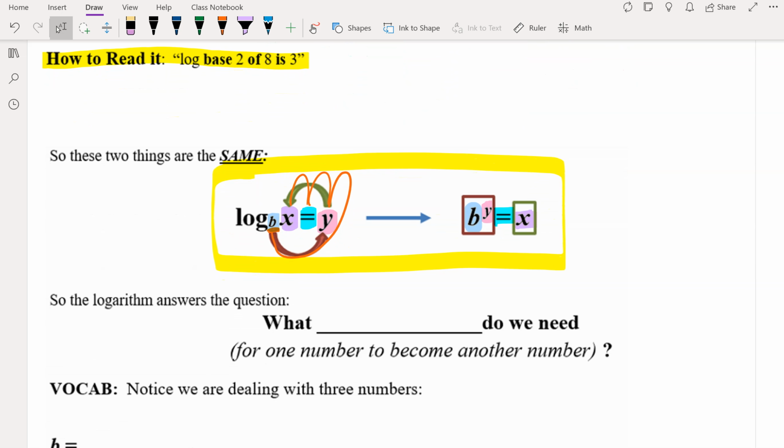Okay, so just as a reminder, or to summarize, the logarithm answers the question, what exponent do we need? That's all logs are asking for. What exponent do we need to get to a certain number? What exponent do we need?